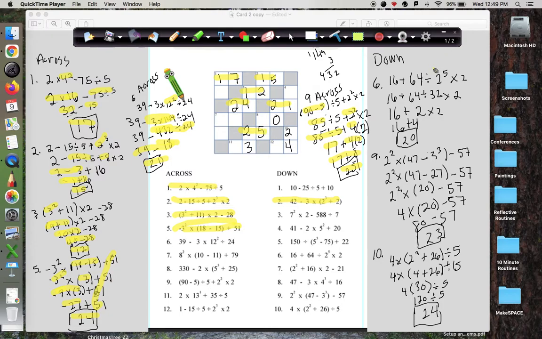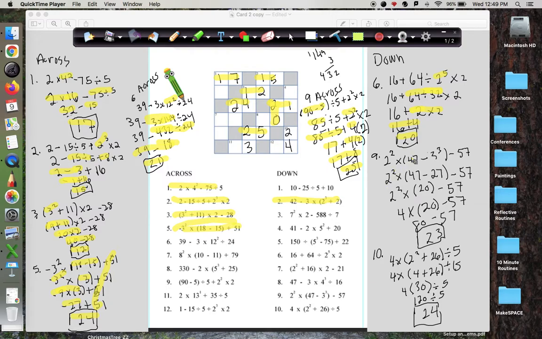And then for some of the down, there's no parentheses here. So the first thing I'm going to do is 2 to the 5th power. Remember that's 2 times 2 times 2 times 2 times 2. That's 32. Looking for multiplication and division, I see it right there. 64 divided by 32 is 2. Still looking for multiplication and division right there. 2 times 2 is 4. Add those together and we get 20. So 6 down is 20.